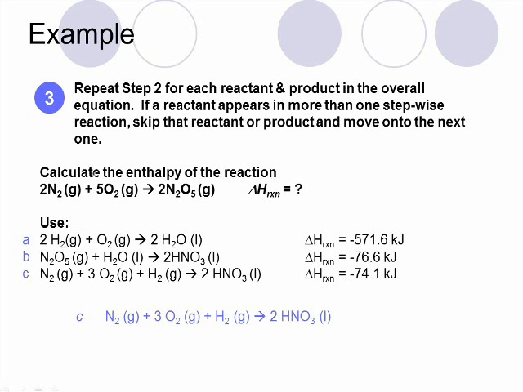So what's the next one going to be? Oxygen. But we already have oxygen. We see oxygen there, and we see oxygen there. We already have it. So we'll repeat step 2 again for each reactant and product. Here's the product, N2O5. We see N2O5 in B equation, but it's in the reactant. So we're going to have to flip it to make it in the product. That means we put a minus B there as well.